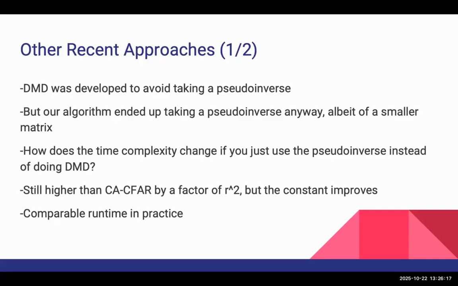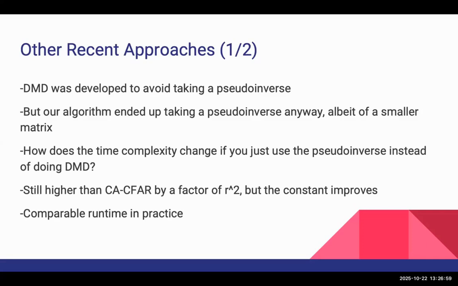So for example, we were often working with a rank of 3. So you have 3 DMD modes. And then you take a subset of those, so you have potentially fewer than 3 of these entries. And that's obviously much smaller than these 1000 by 1000 data matrices where we would be taking the pseudo inverse if we were just doing the naive thing. But I was curious, what if you just use the pseudo inverse instead of doing DMD? And it turns out you can optimize it in such a way that you actually get a slight improvement in the constant of the algorithm. However, it's still going to be worse than CA-CFAR by a factor of r squared.